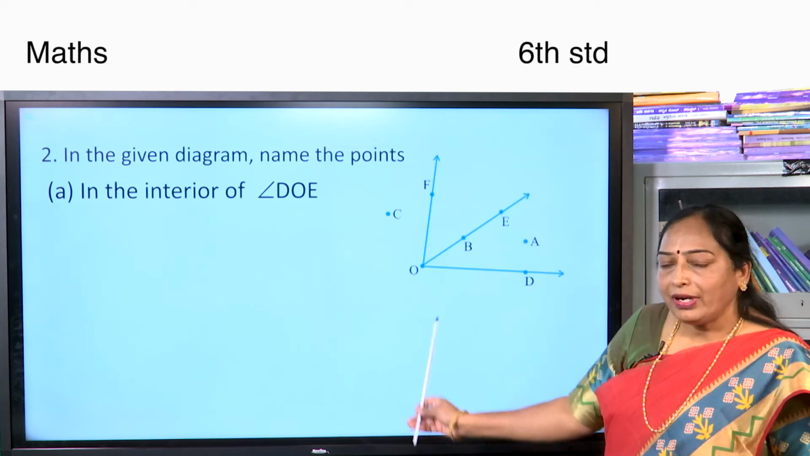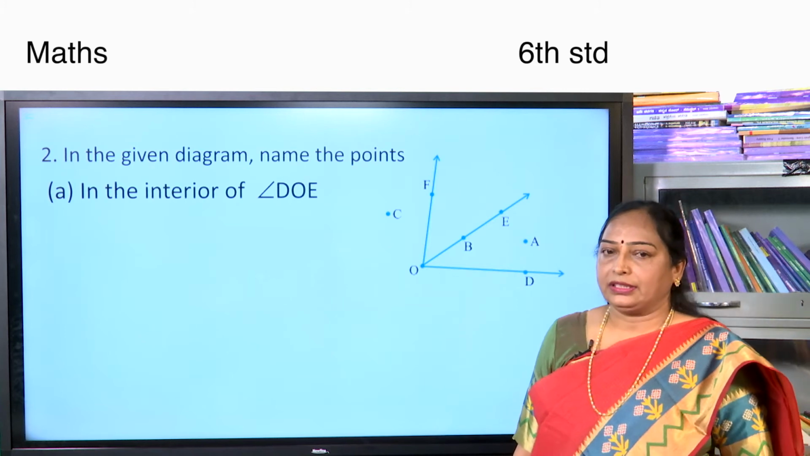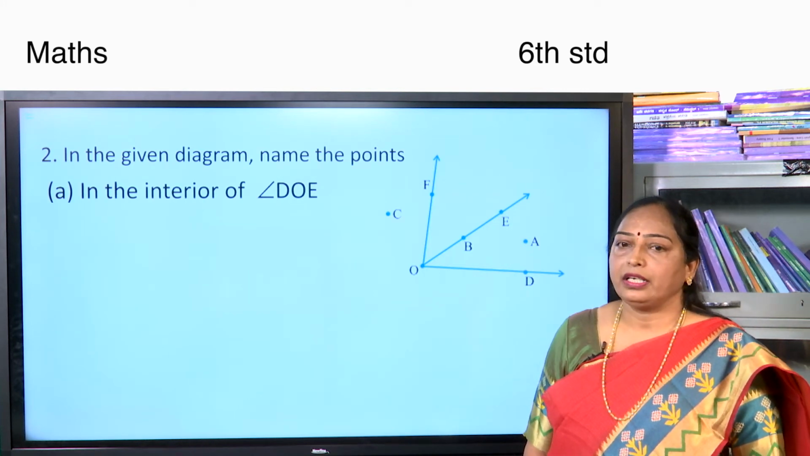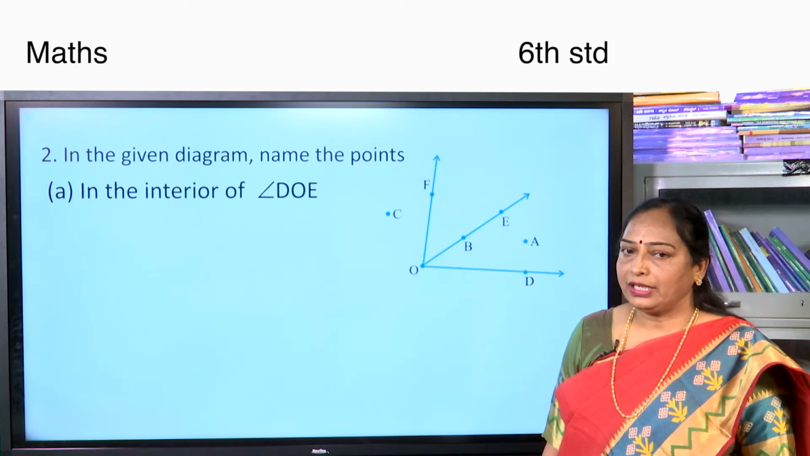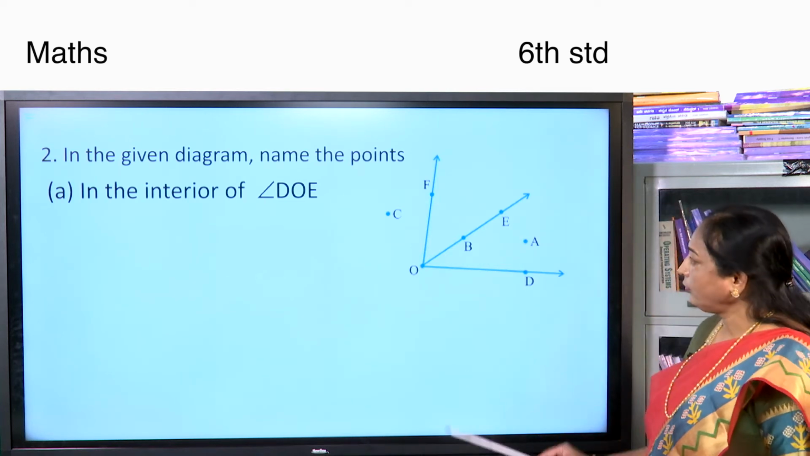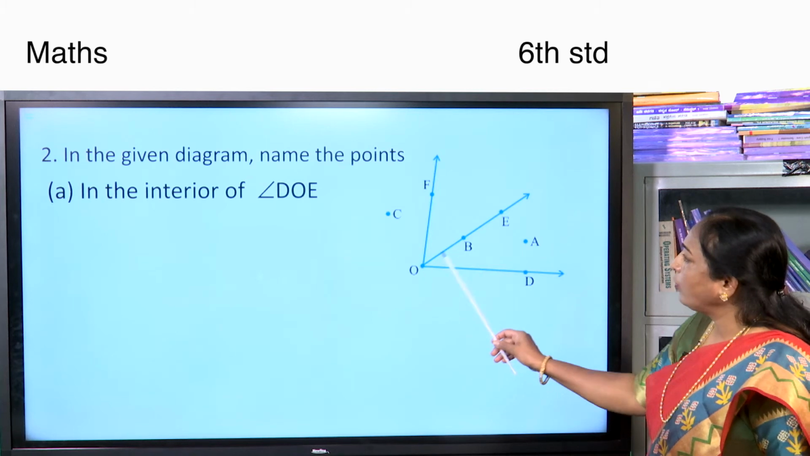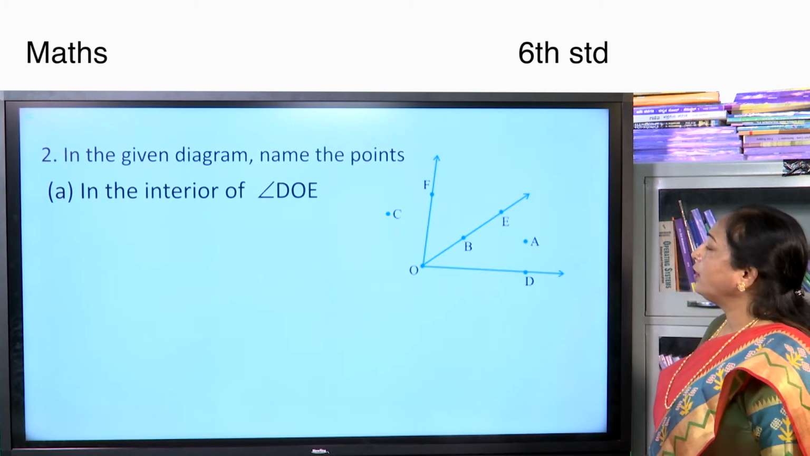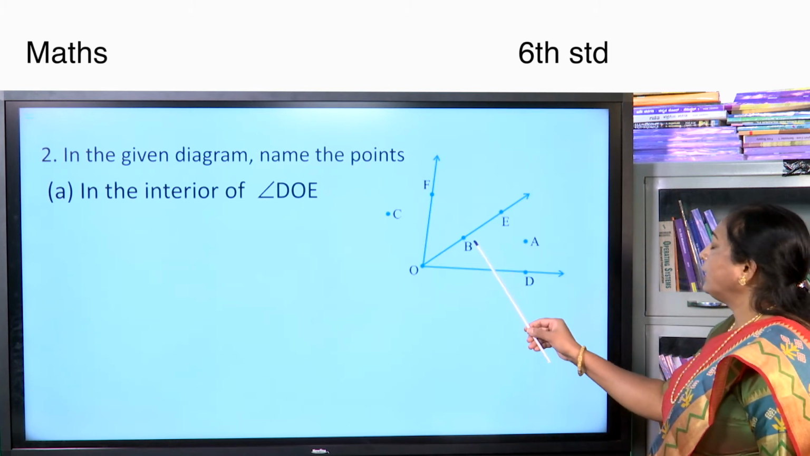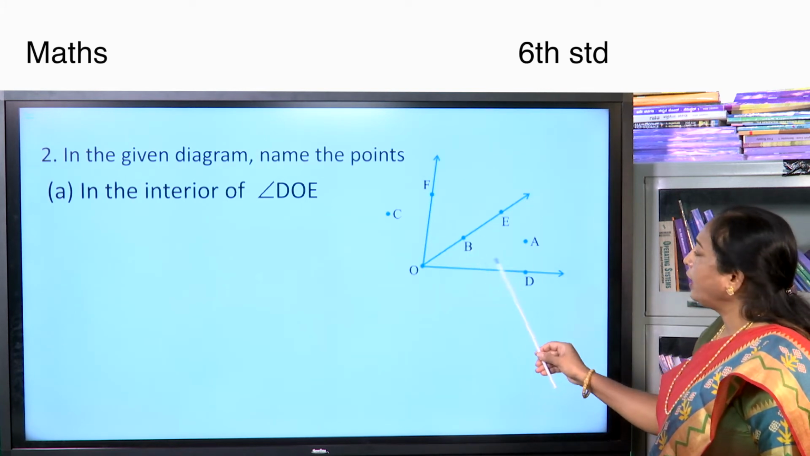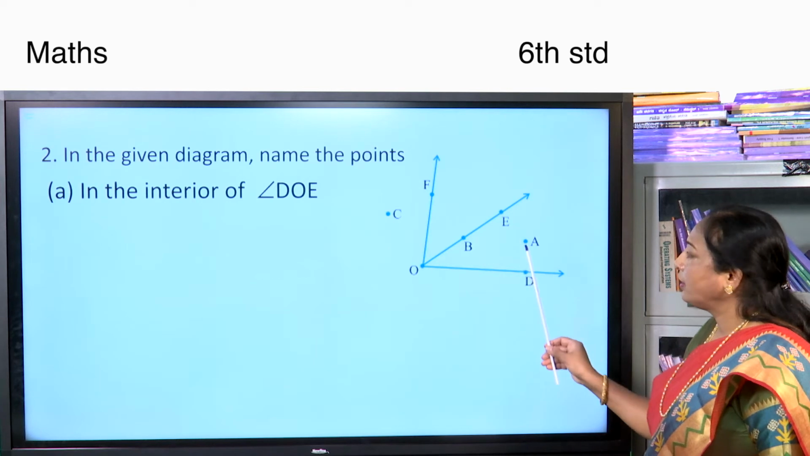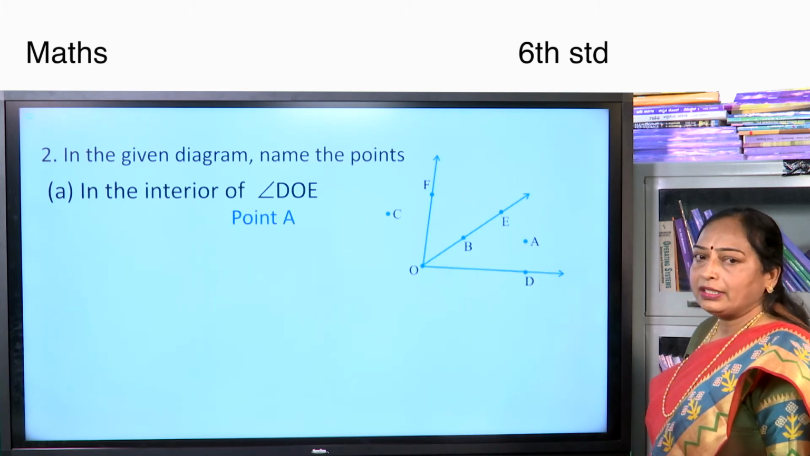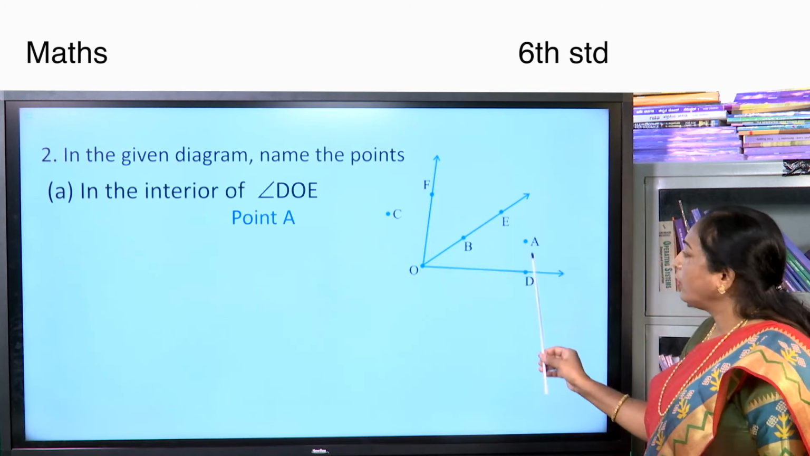In the given diagram, name the points in the interior of angle DOE. Let's look at the picture. Angle DOE, here which are the points in the interior of angle DOE? Point A. Point A is situated in the interior of angle DOE.